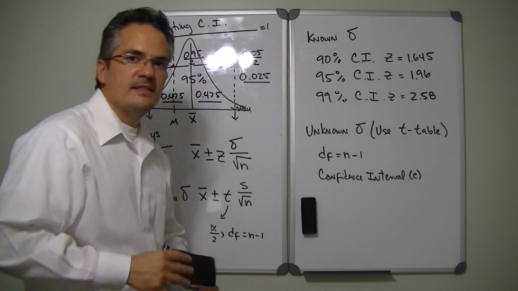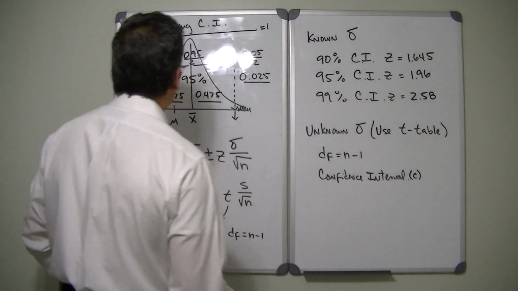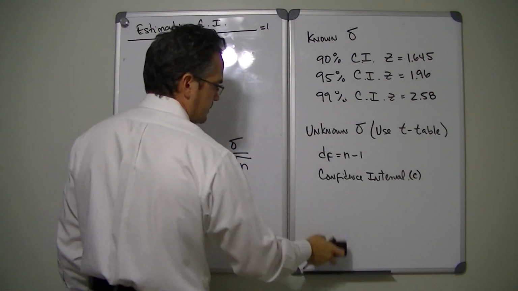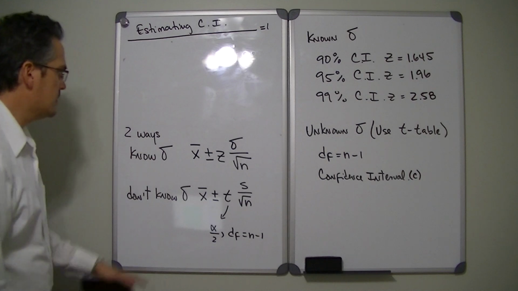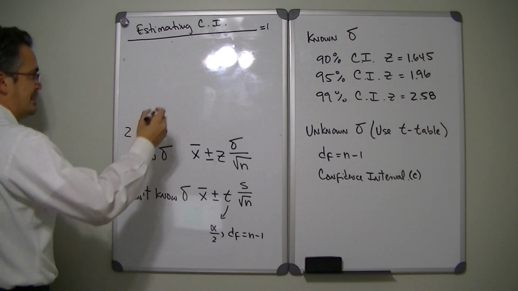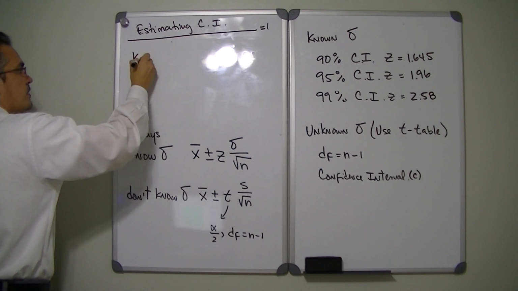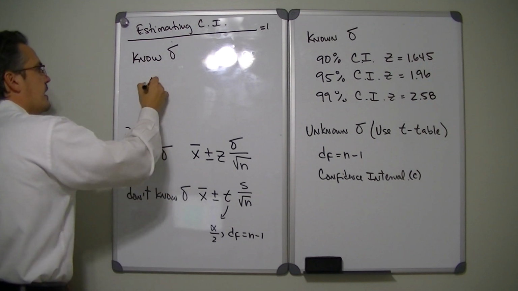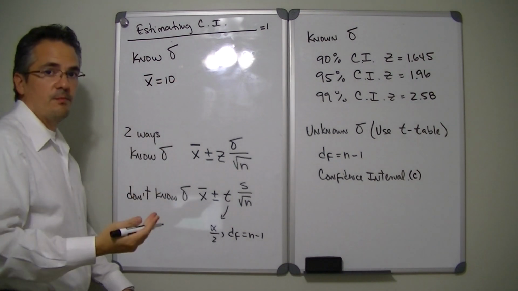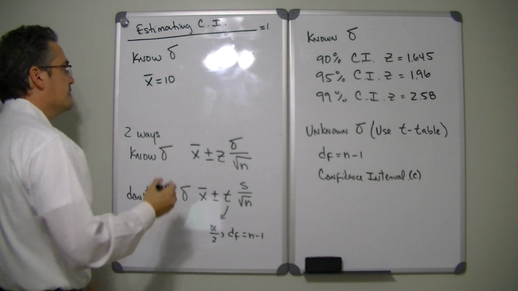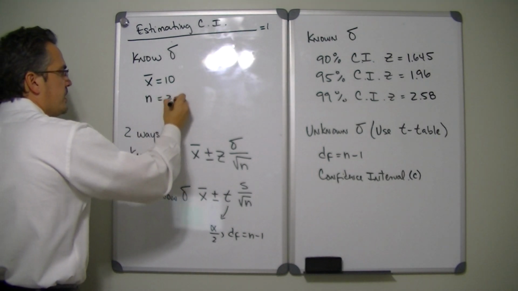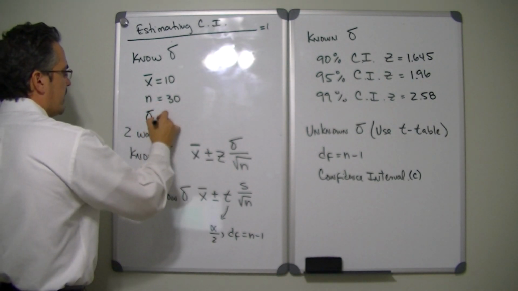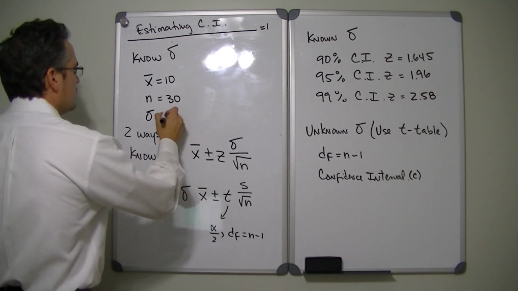Alright, so let's work on an example for this. Let's say that we know sigma. So let's say that you are given x bar equal to 10, and remember this is your mean from a study that you did. Now let's say that your study involved 30 people, so you have a sample size of 30. Let's say that we found some kind of sigma for our study that is equal to, say, 5.